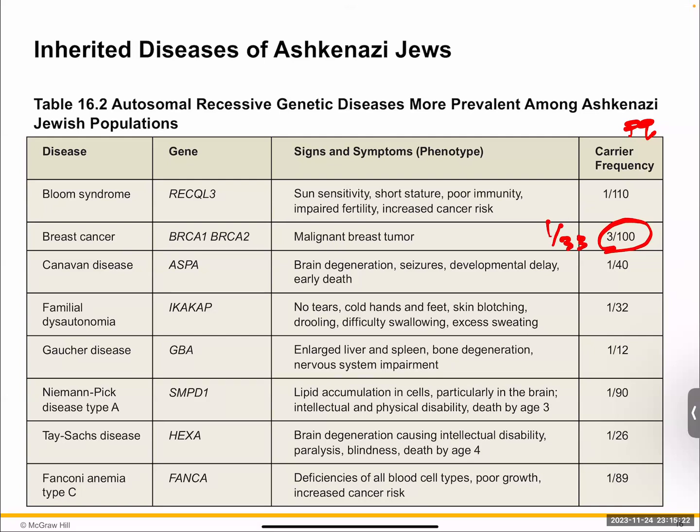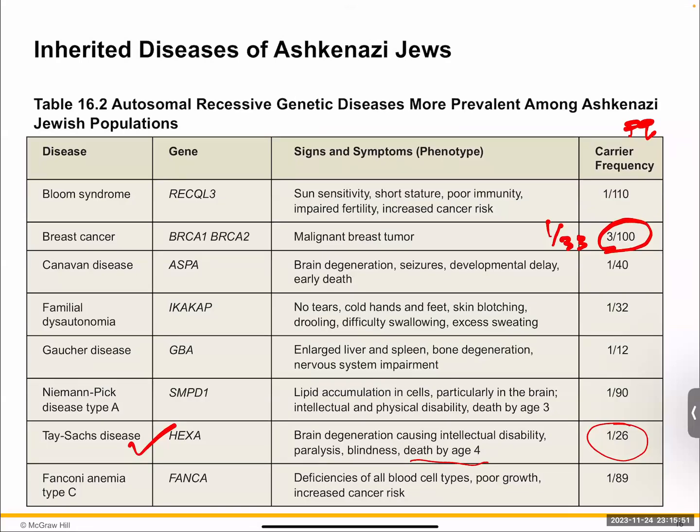Another one that you might have heard about is Tay-Sachs disease, which we have talked about multiple times already. Many, 1 out of 26 Ashkenazi Jews are identified as carriers. It is very bad, affecting the nervous system, and the chance of survival past the age of 4 is very rare.